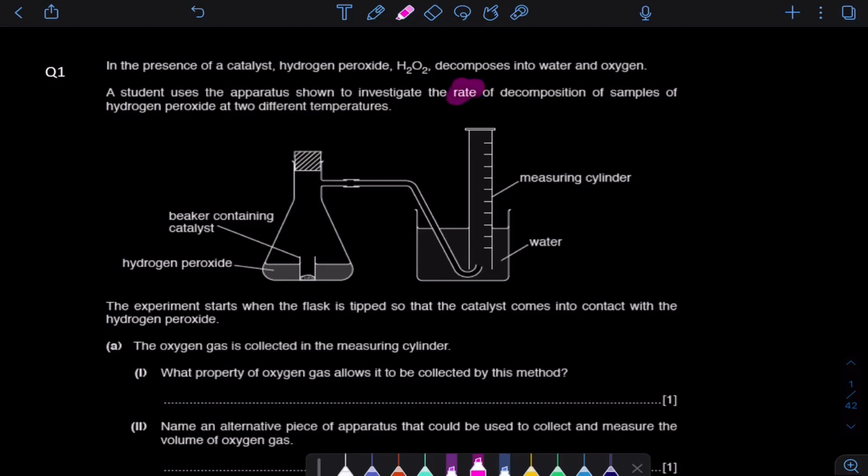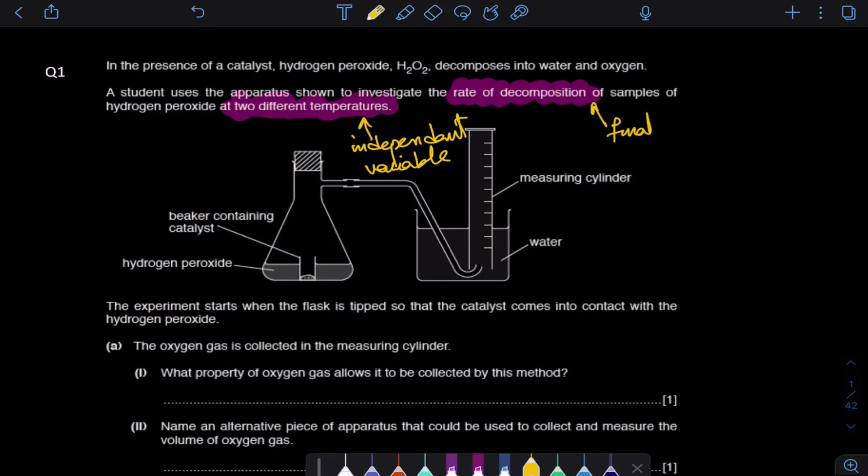This is important. Rate of decomposition वो check कर रहा है at two different temperatures. Temperature वो control करेगा. Temperature को वो change करेगा. So this is my independent variable. Okay. And this is my final dependent variable.